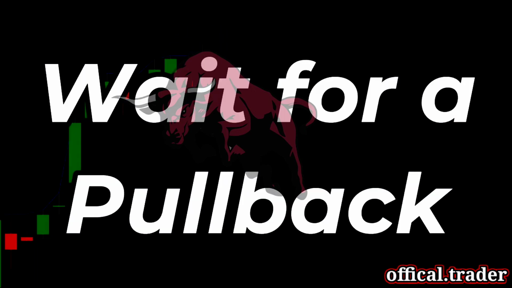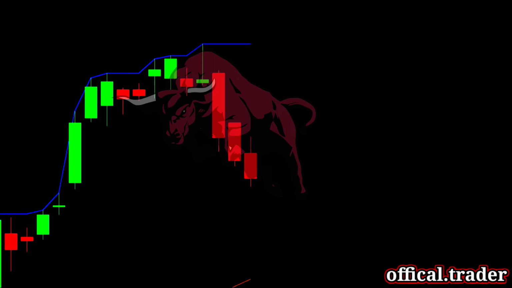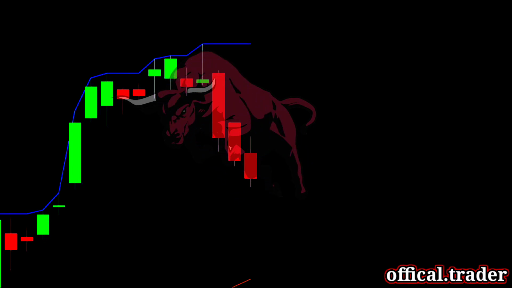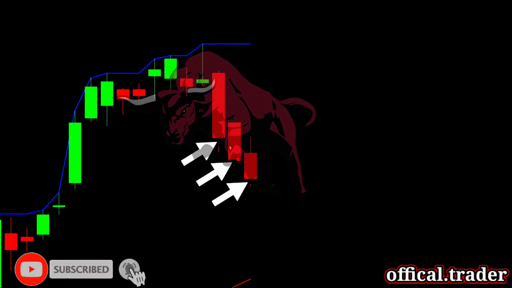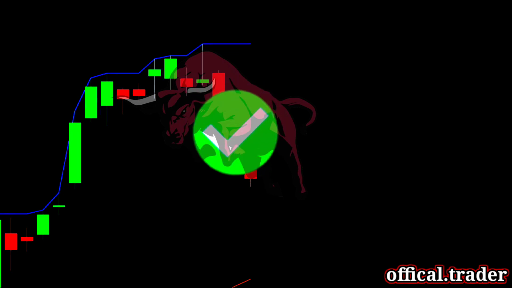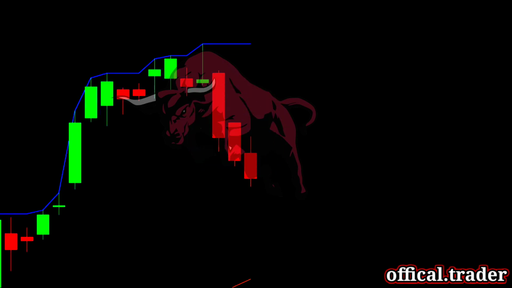Now we wait for a pullback. Here we can see that the price creates 3 consecutive red candles after the newly created high. Look at the close price of each of these 3 candles. The close of each candle is below the close of the prior candle. So, this is a valid pullback according to our strategy. Now, the close price of the next candle should be above the close price of this candle.